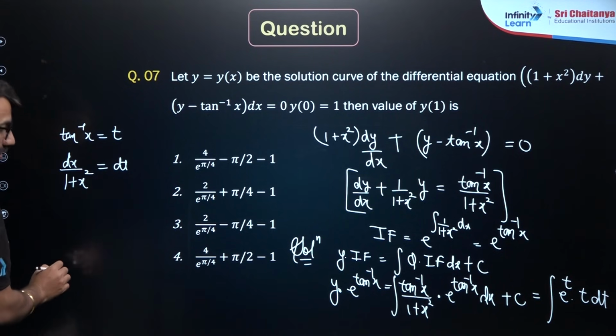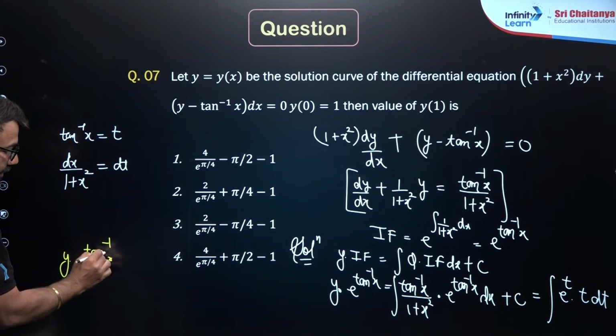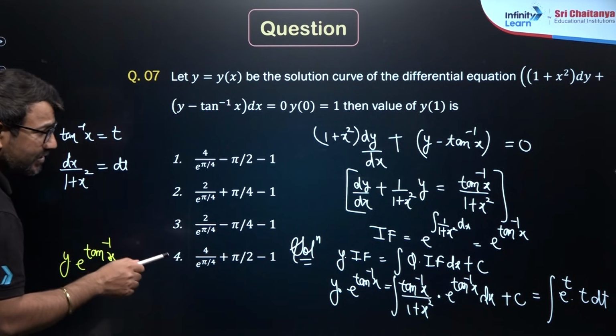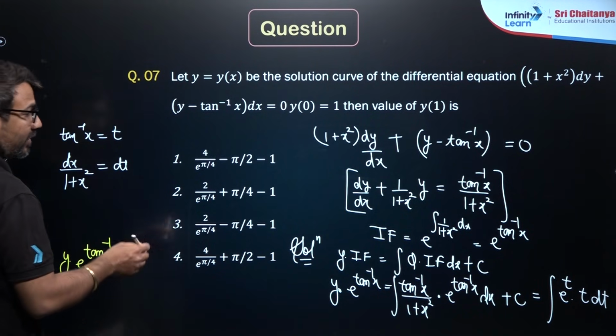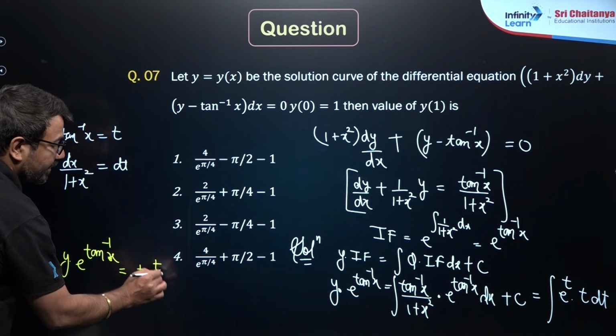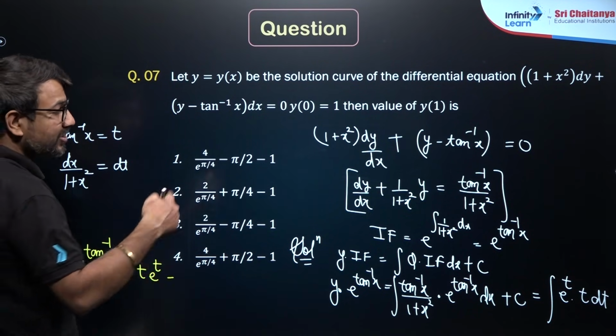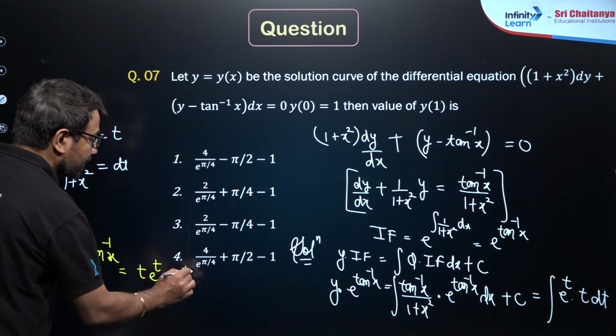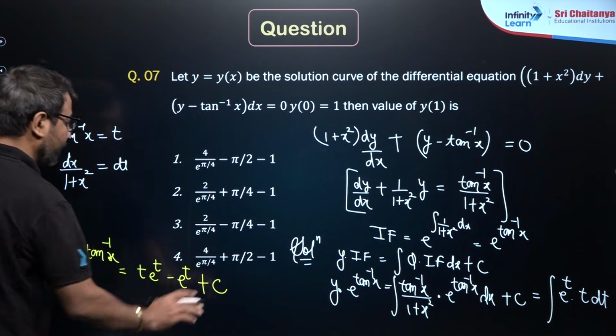I'll just tell you, my dear students, y into e raised to the power tan inverse x. Here, my dear students, it will be f(x) into g(x) rule: first function as it is, integration of second function, minus whole integration of the differentiation of the first function into the integration of the second function. So this will be the result that you will obtain.